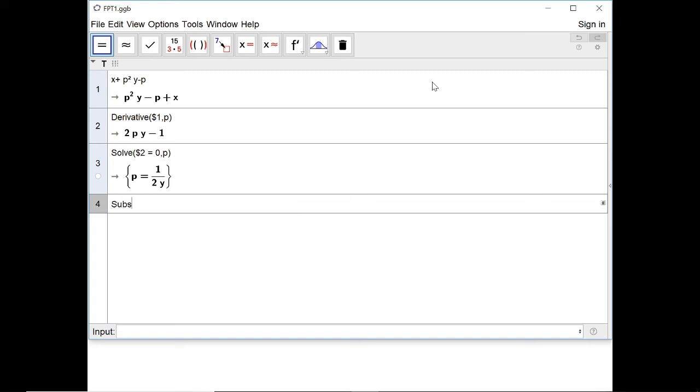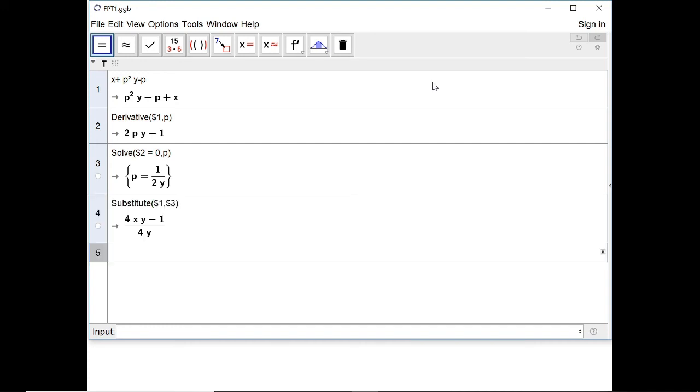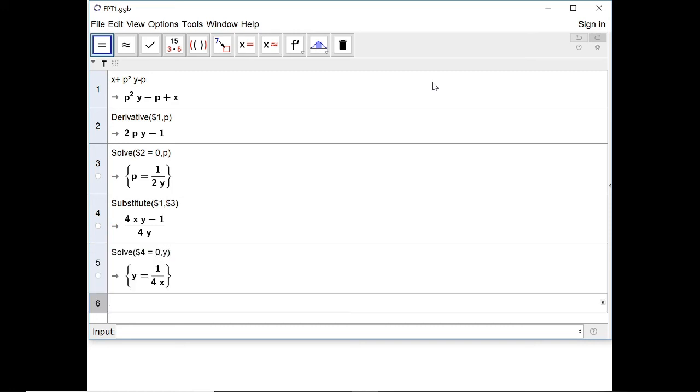And finally, I want to substitute that into expression 1. And so I'm substituting in expression 3. And that gives me (4xy minus 1) over 4y. And I need to know when that is equal to 0. So solve expression 4 equal to 0. Solve it for y. And I get the equation y equals 1 over 4x.